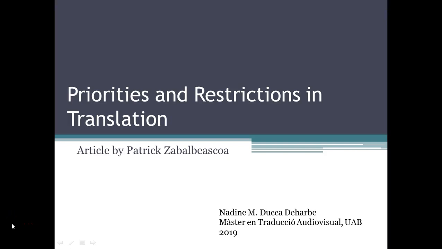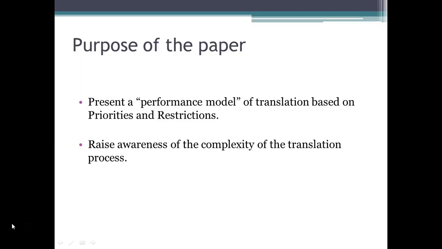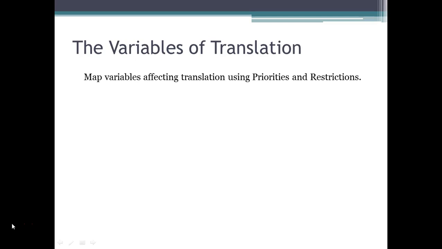Hello, in this presentation I will summarize the key points of the article by Patrick Zavalbeascoa called Priorities and Restrictions in Translation. The purpose of the article is to present a performance model of translation based on priorities and restrictions, and thus we can raise awareness of the complexity of the translation process.